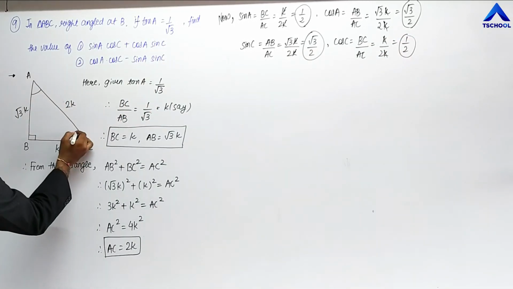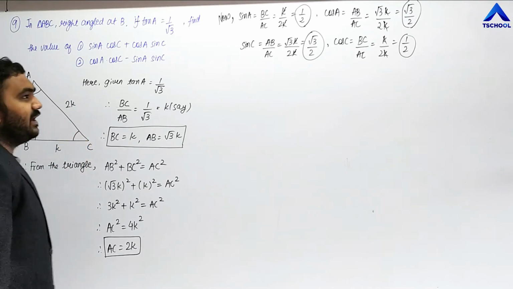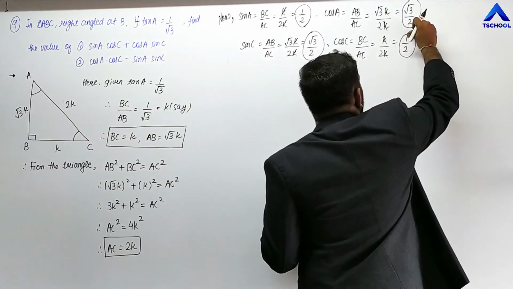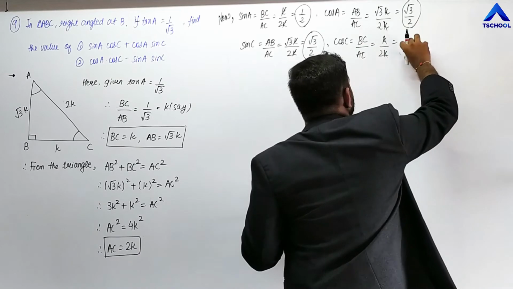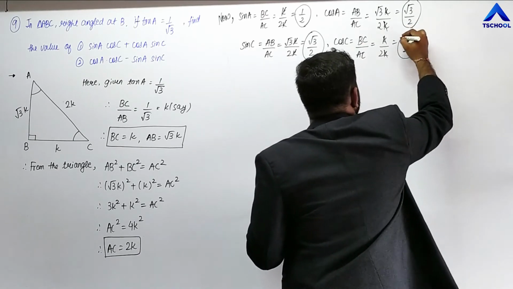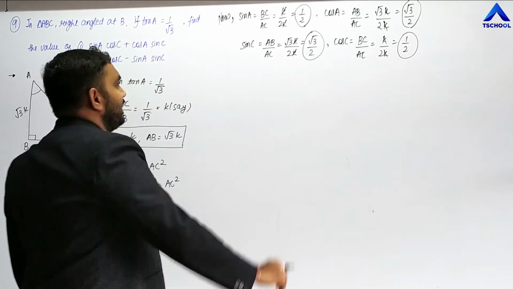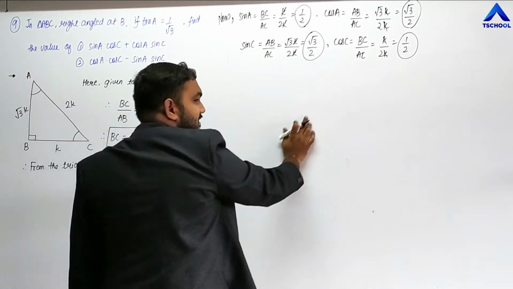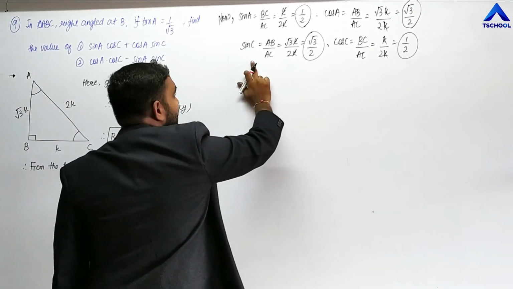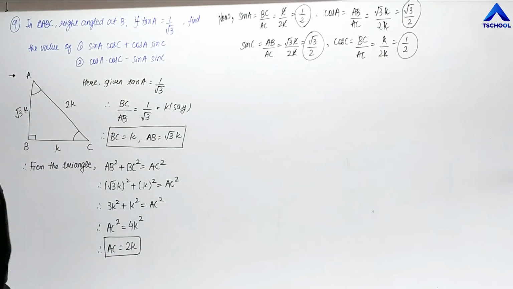So if we take C as the reference angle, we will get exactly the opposite values. The value that we got for sine A, we get for cos C, and the value that we got for sine C, we get for cos A. So we have got these four values here: sine A, cos A, sine C and cos C.